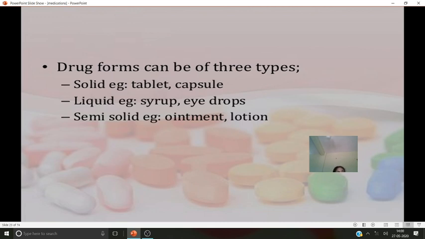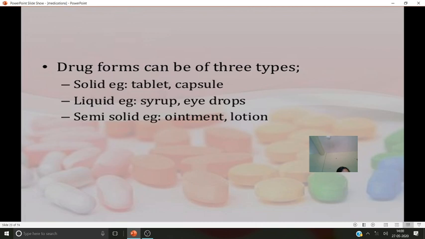In this class today, we are going to discuss the different forms of medications or drugs, as well as the routes of drug administration. In the last class, we learned the principles we have to follow when administering drugs. As a nurse, we know the rules, and at the same time, we should know the different forms of medications first.